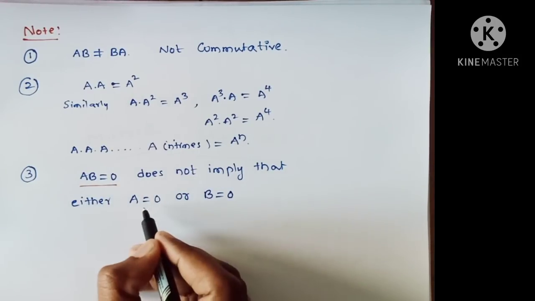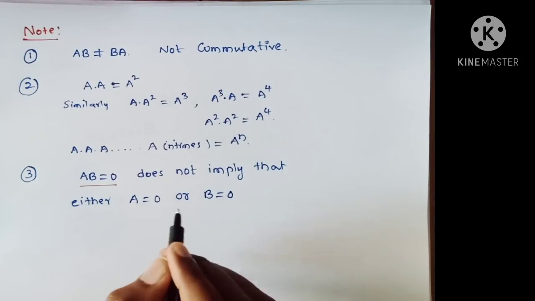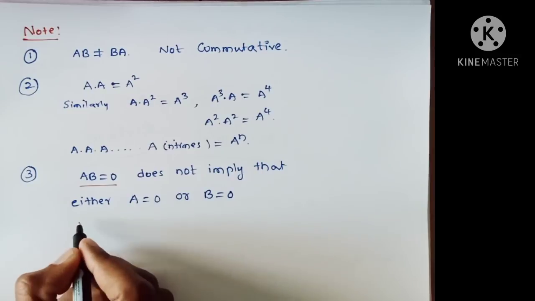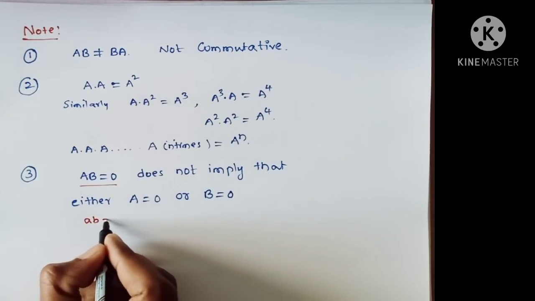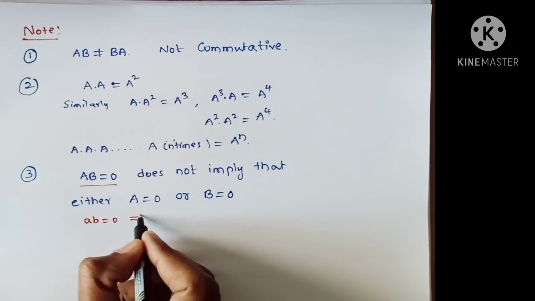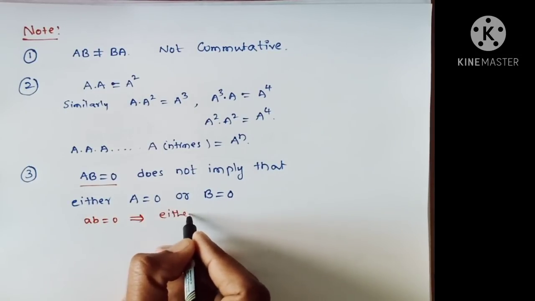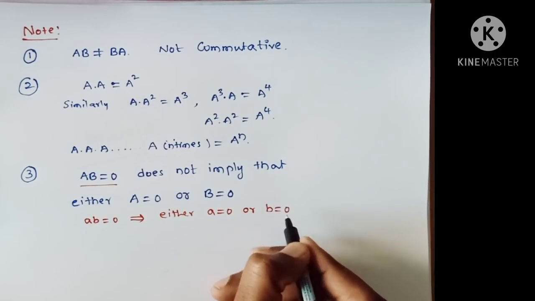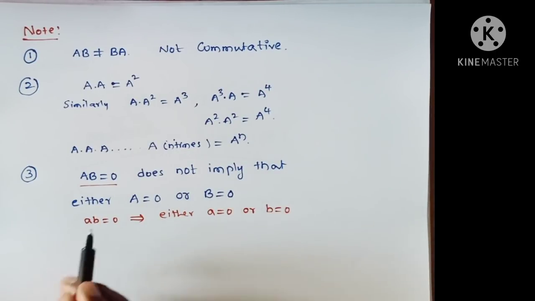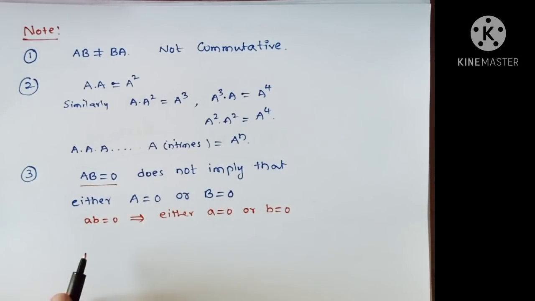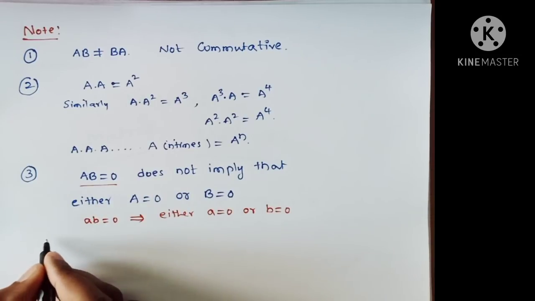So here, AB equal to 0 does not require A equal to 0 or B equal to 0. Whereas in numbers, if A into B is equal to 0, A and B being two numbers, that implies either A equal to 0 or B equal to 0. Whereas in matrices, AB is 0 does not imply that either A is 0 or B is 0.